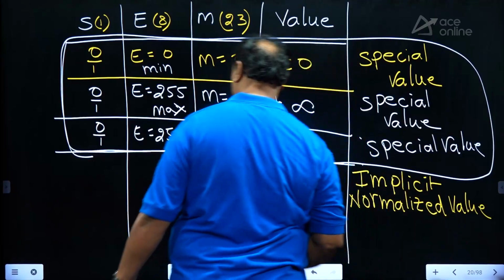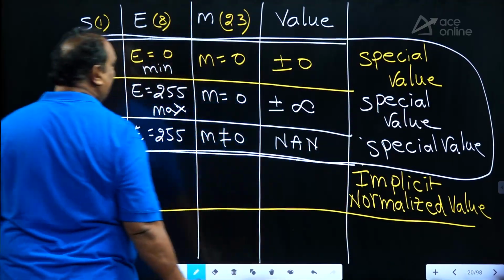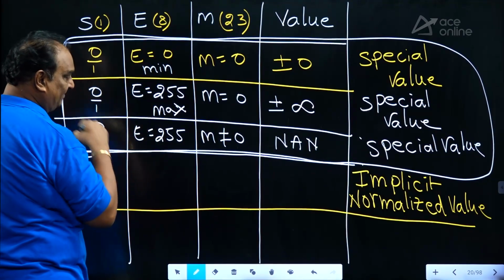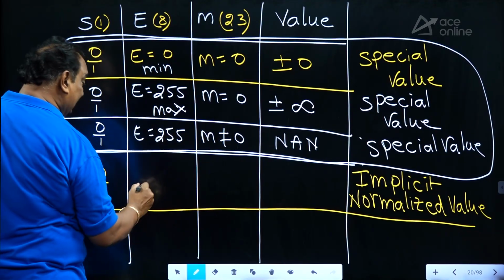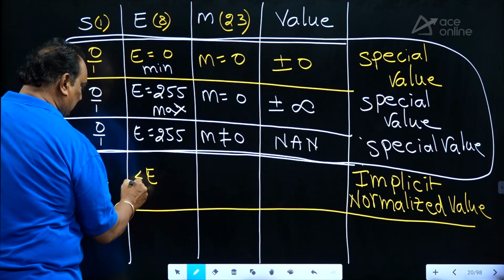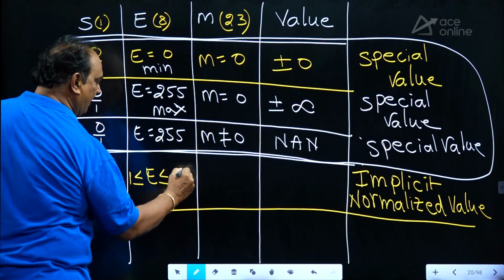What about the values of capital E and M? It can be 0 or 1. In this, E value can be greater than or equal to 1, less than or equal to 254.